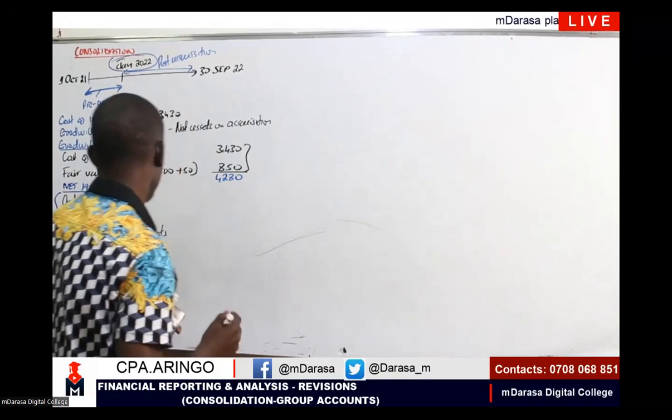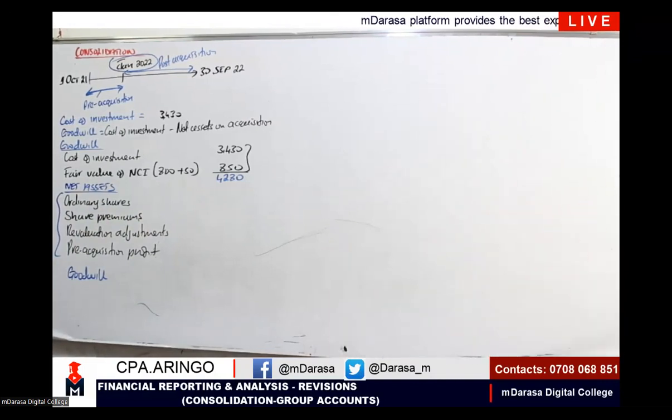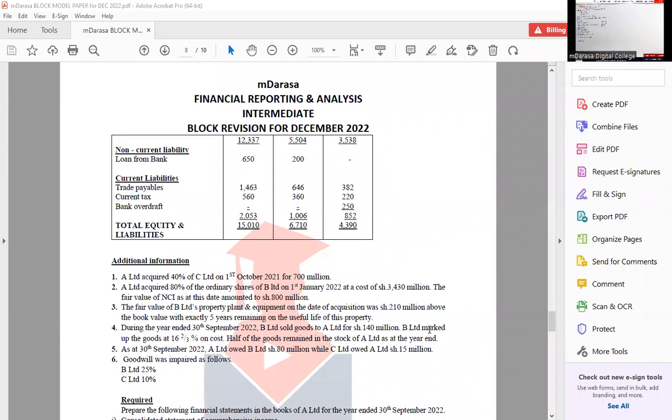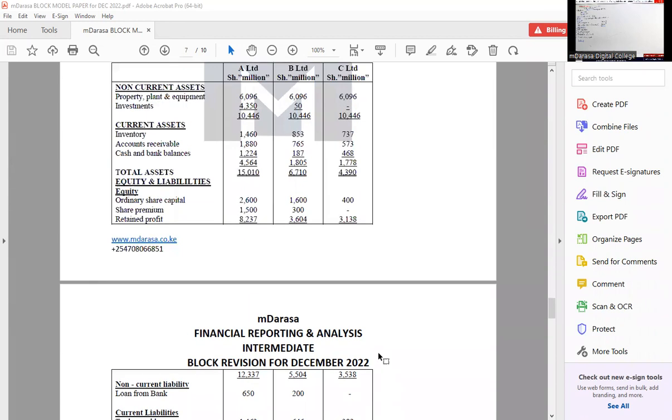4280 at that point. We deduct the component of equity in our subsidiary, which should just be a matter of copying and pasting. I'll come to equity under subsidiary. Recall B was our subsidiary. So I'll take these items of ordinary shares and share premium, which I'll be having how much for the subsidiary? We're having 1600.